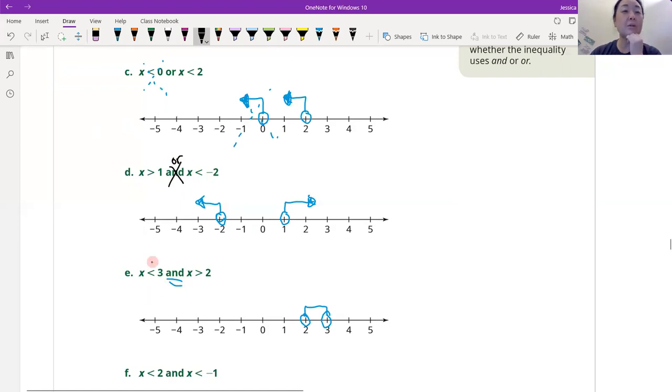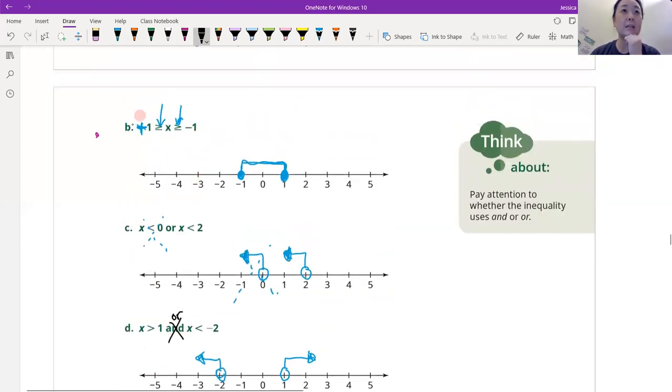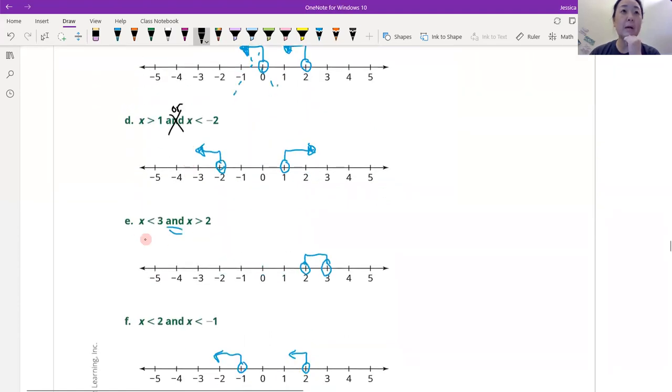And another way to write the conjunctions, like how they did for B, is to write them as two separate ones. We just say and, right?